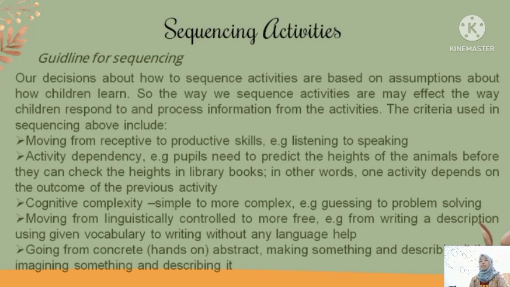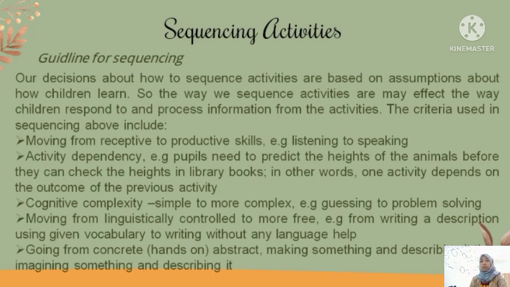Then next is activity dependency, such as pupils need to predict the heights of the animals before they can check the heights in library books. In other words, one activity depends on the outcome of the previous activity.